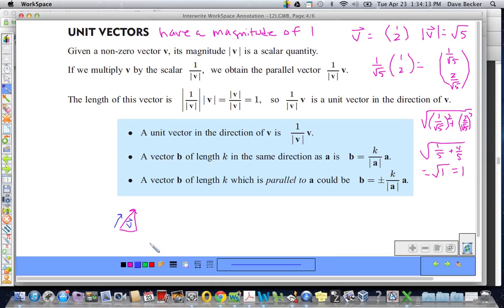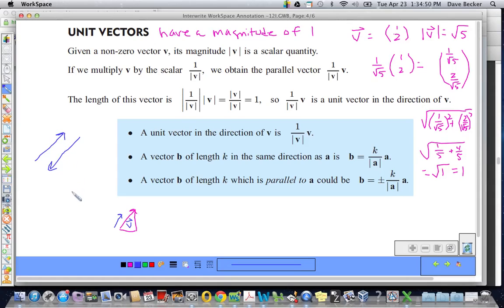Hopefully that makes sense. A unit vector in the direction of vector v is 1 over the magnitude of v times the vector v. A vector b, so a different vector, of length k in the same direction as a is k over magnitude of a times a. And parallel, it could go in either direction. Now remember, parallel, if I have a vector going this way and a vector going this way, they are parallel because there is some number I can multiply this by to get it to be equal to that.